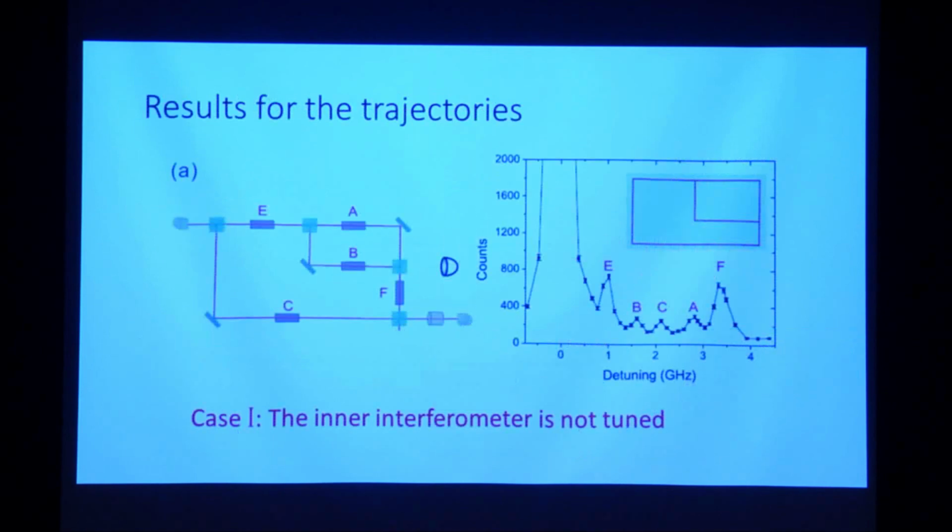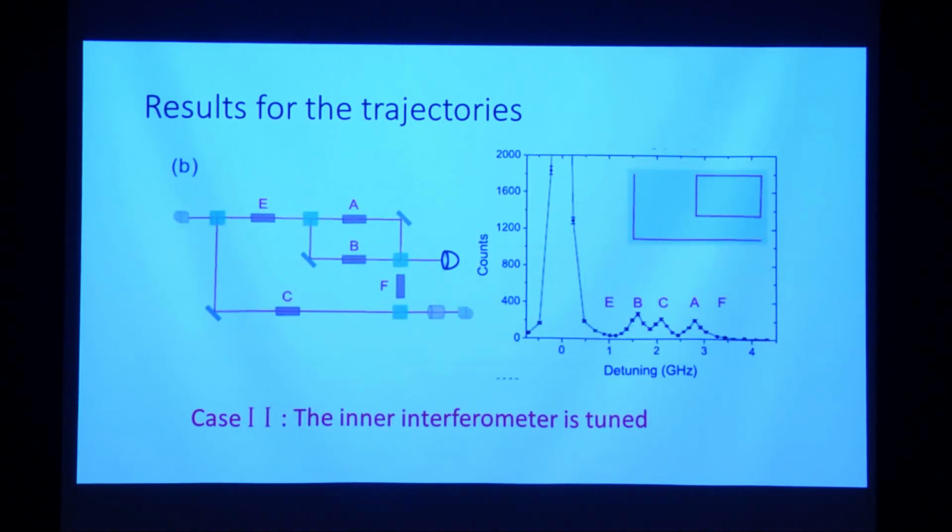Okay? So when I do this, of course, if I don't tune the interferometer, I can see all the peaks. When I tune, 2 peaks are missing. So again, according to my operational definition, without knowing any physics, I conclude that the photon was in A, B, and C, and not in E and F.